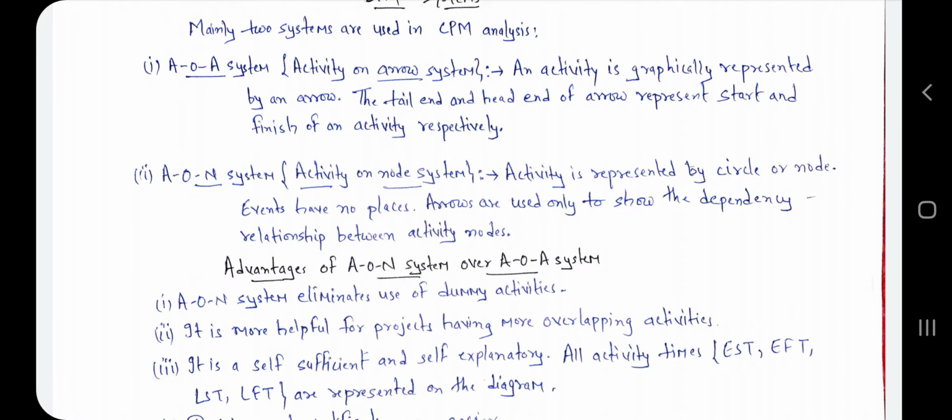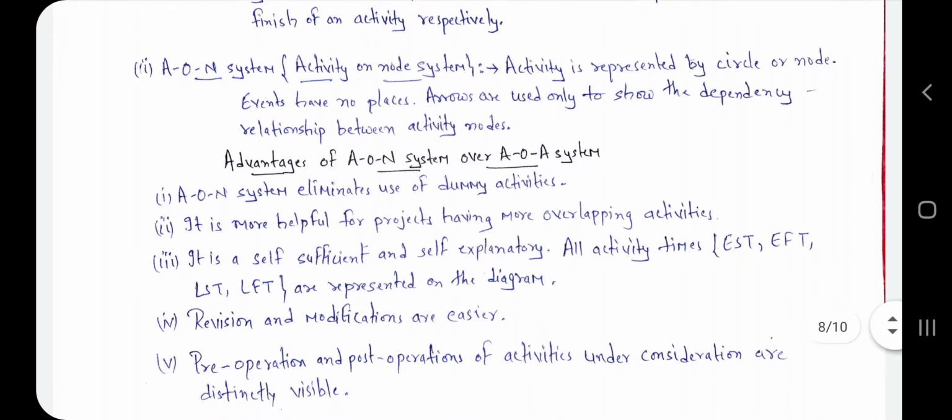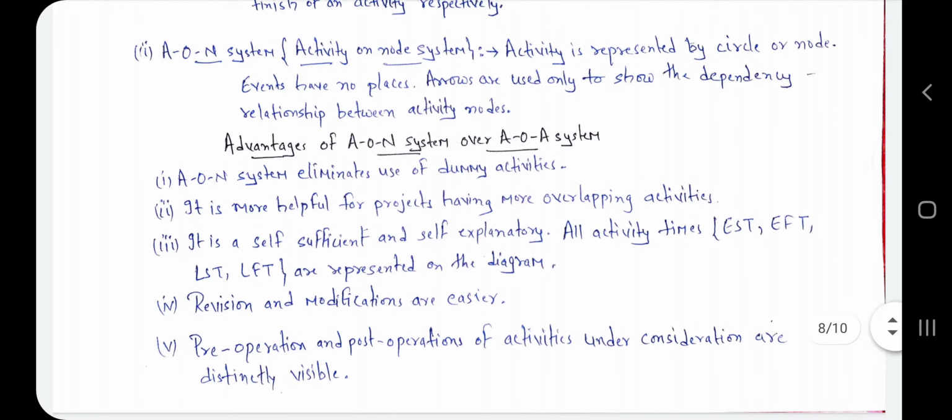Now let's see some advantages of the AON system over the AOA system. First, the AON system eliminates the use of dummy activities. In the activity on arrow system we use dummies, but in activity on node, dummy activities are not used. Second, it is more helpful for projects having many overlapping activities. If your project activities overlap one with another, then the AON system is beneficial.